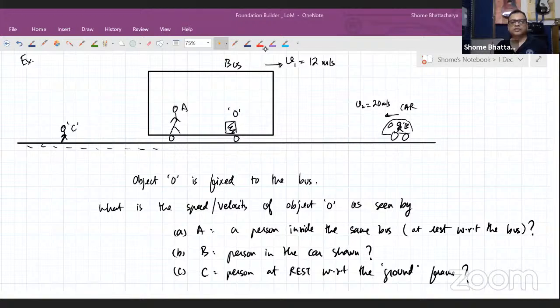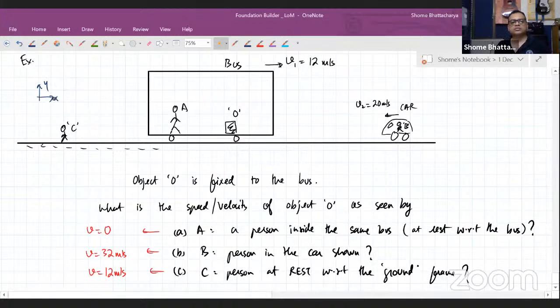Okay. So if we are just talking about speed, the answer for this will be, this guy will see the speed to be 0. This guy will see the speed to be 32 meters per second. And this guy will see the speed to be 12 meters per second. Okay. But if we are talking about velocity and we involve some kind of coordinate axis, so this is C's coordinate axis, this is A's coordinate axis, and similarly, this is B's coordinate axis. So x-axis is like this only.